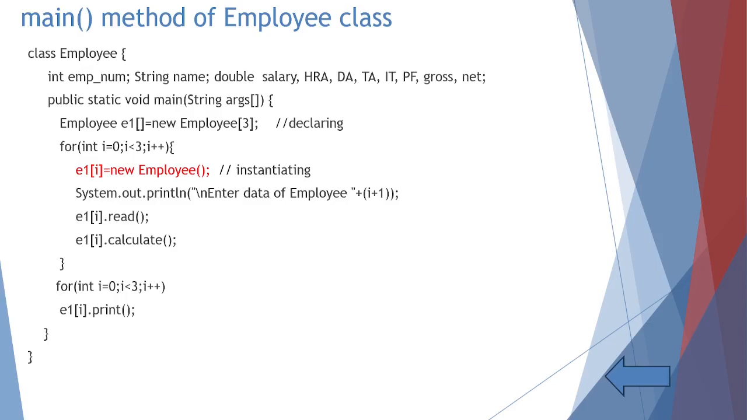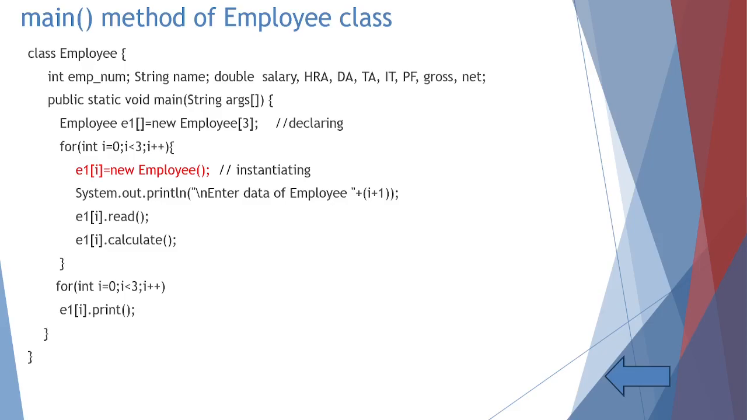In the same for loop, we are calling e of i dot read. It means go to that area, e of 0 area, and read. Then we are calling e of i dot calculate. In the same area it will calculate. That is the 0th area. Then i plus plus. Again it creates and reserves space, then calls the read method, then calls the calculate method, and then i plus plus.